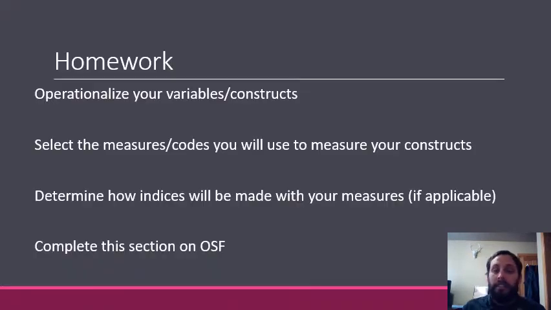So just to put everything into perspective about what the overall assignment is: you're going to operationalize your variables and constructs. By doing this, you're going to be selecting the measures and codes that you're going to use to measure your constructs. Then determine how these indices will be made with your measures, if applicable. If there are rules for how your measures are going to be scored, I want you to give me some indication of that as well, and then complete this in the Open Science Framework as well.